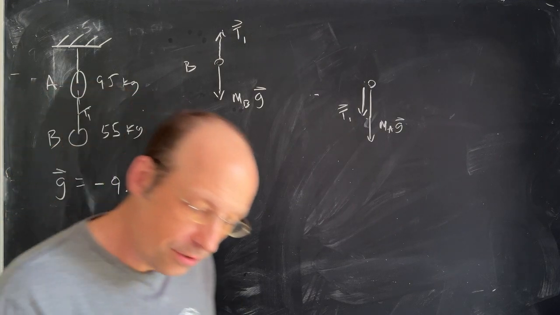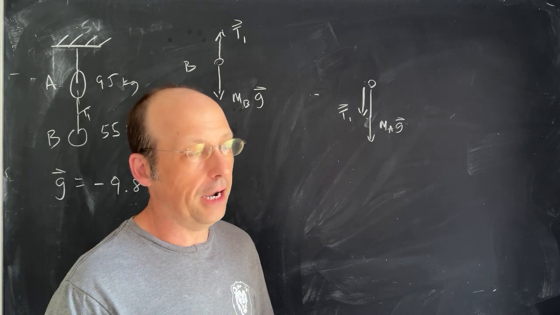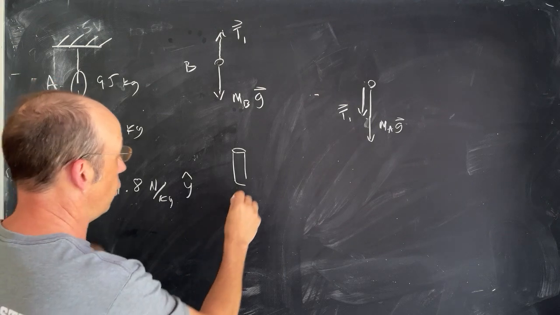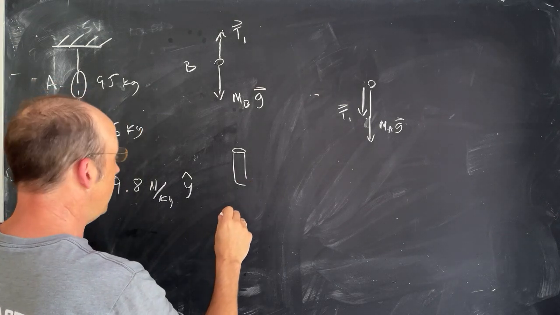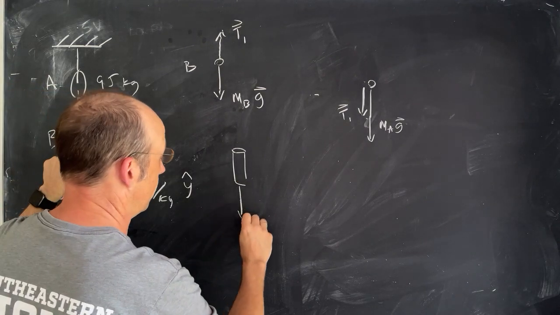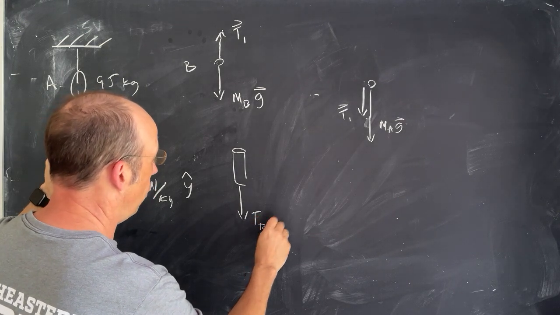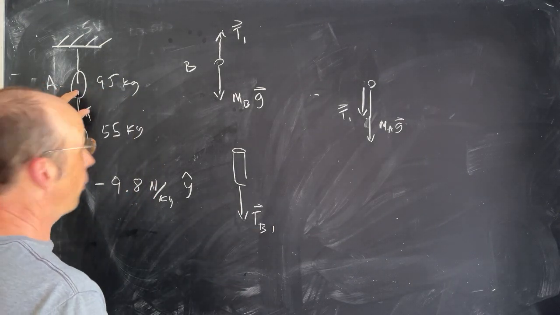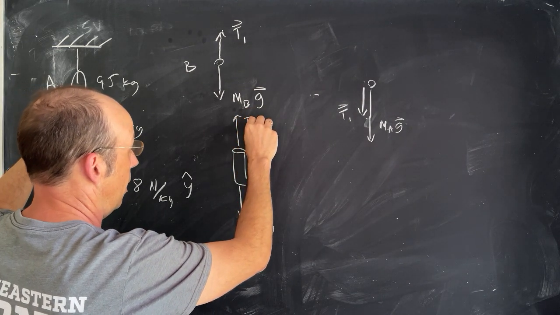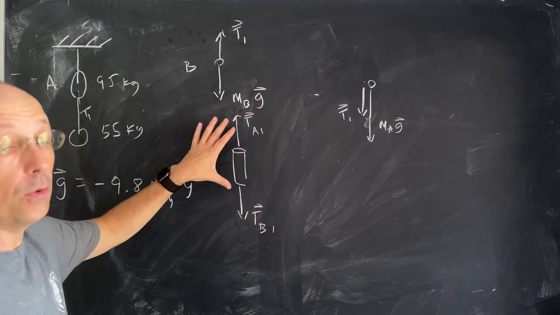Yeah, the problem with strings is that if we're using massless strings, I'm going to go ahead and draw a free body diagram for that string just to show you why we don't even care about it. So here's my string in between those two. I know that there is the person B pulling down on it because it's pulling up on that person. And that's going to be T_B on 1. And then I know that person A pulls up on it, and that's going to be T_A1. And those two forces have to be equal because it adds up to 0.